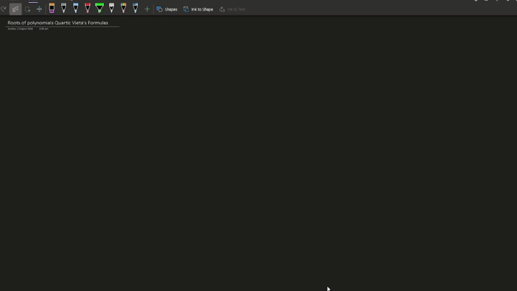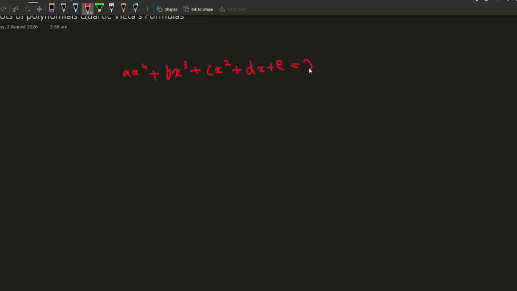Okay, so now we will try deriving Vieta's formula for quartics. So this is how our casual quartic equation looks like: ax to the power of 4 plus bx cubed plus cx squared plus dx plus e equals 0.